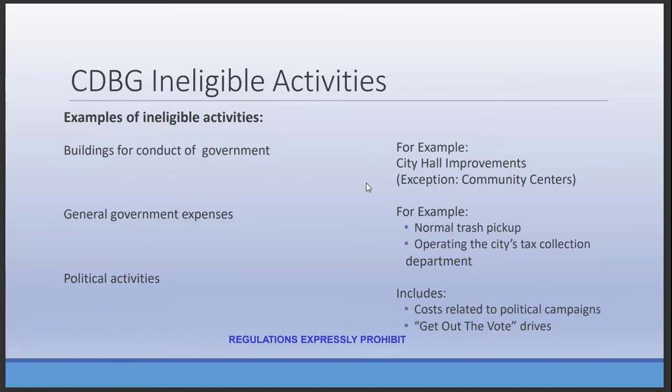Regulations expressly prohibit the following activities: buildings for conduct of government, such as city hall improvements. Exceptions are community centers. General government expenses, such as trash pickup and operating the city's tax collection department. And political activities, such as costs related to political campaigns and get out the vote drives.